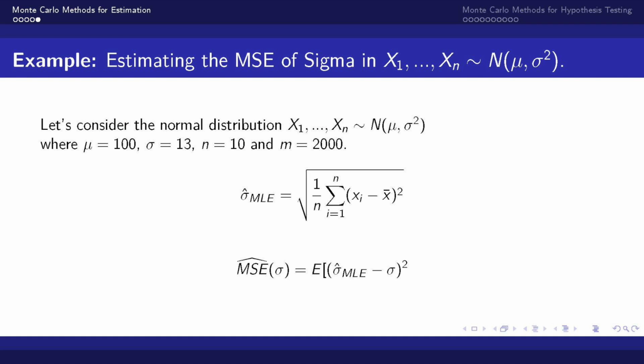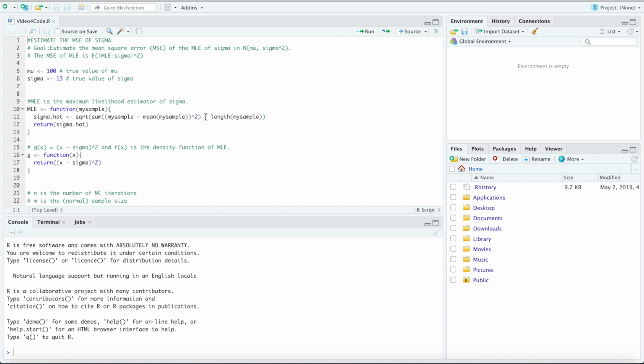To illustrate using this algorithm, we will be estimating the mean square error of sigma in a normal distribution, x1 through xn, which is IID normal with mu equal to 100 and sigma squared equal to 13 squared. We will use R to create n estimates of sigma MLE and use that in our calculation of the MSE of sigma. So our goal here is to estimate the mean square error, or MSE, of sigma, and in this case we're going to utilize the MLE of sigma. And our distribution is a normal with mean mu and sigma squared.